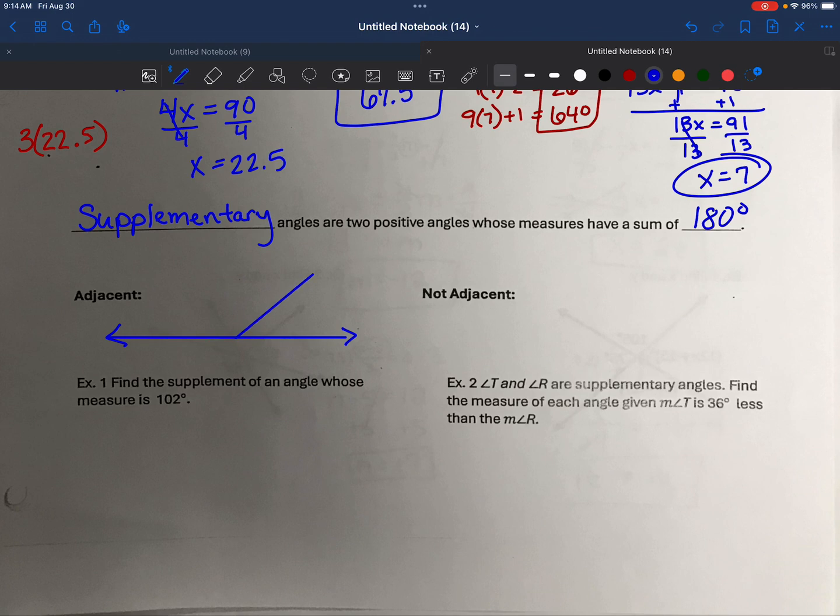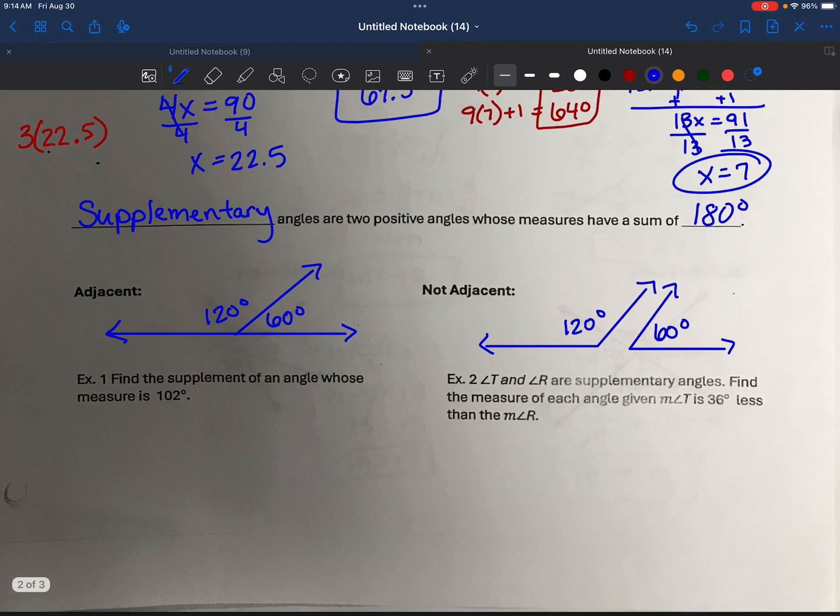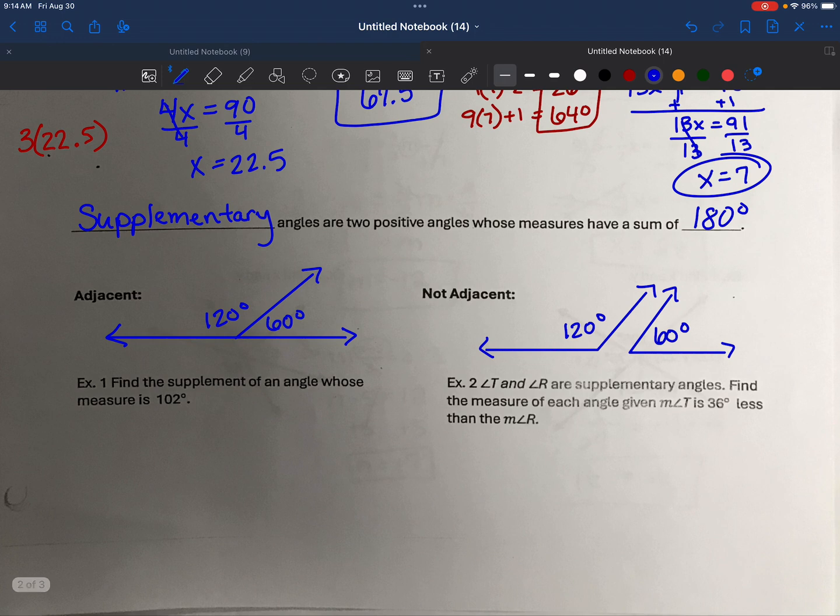Adjacent, we already talked about. What does it mean when something's adjacent? They share what? They share a side, okay? So here, if I have 120 degrees and 60 degrees, they share a side, but I can have that same idea of 120 and 60, but not having shared sides. Okay?